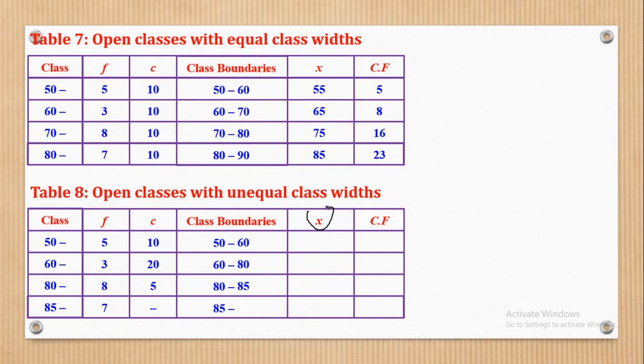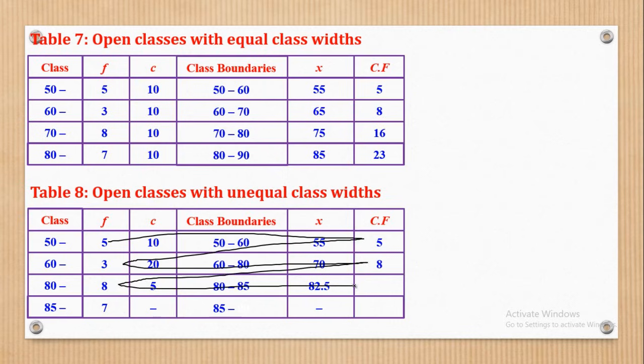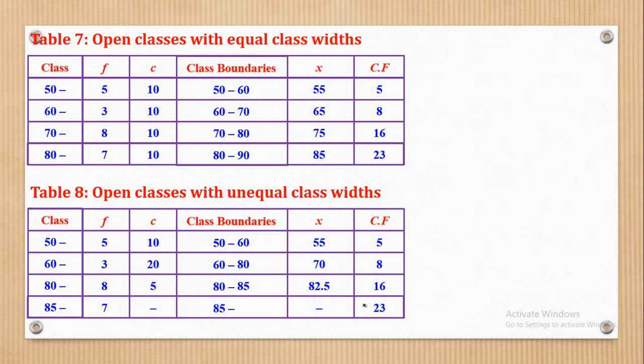Then we shall go to the class mark. Class mark, this plus this over 2 gives you this. This plus this over 2 gives you this. This plus this over 2 gives you that. Now here we don't have any value to add to this 85, so we also put a dash, because there's no way you can get it. Then we shall go to cumulative frequency. This, put it here. Then this plus this, put it here. Then this plus this, put it here. Then this plus this, put it here. So those are the tables you will encounter in your A level, and you must be conversant with them.